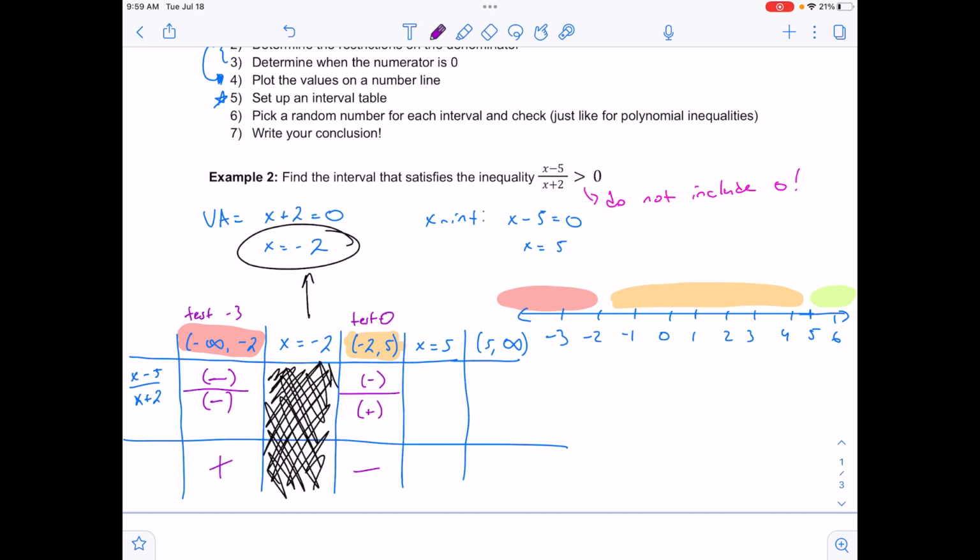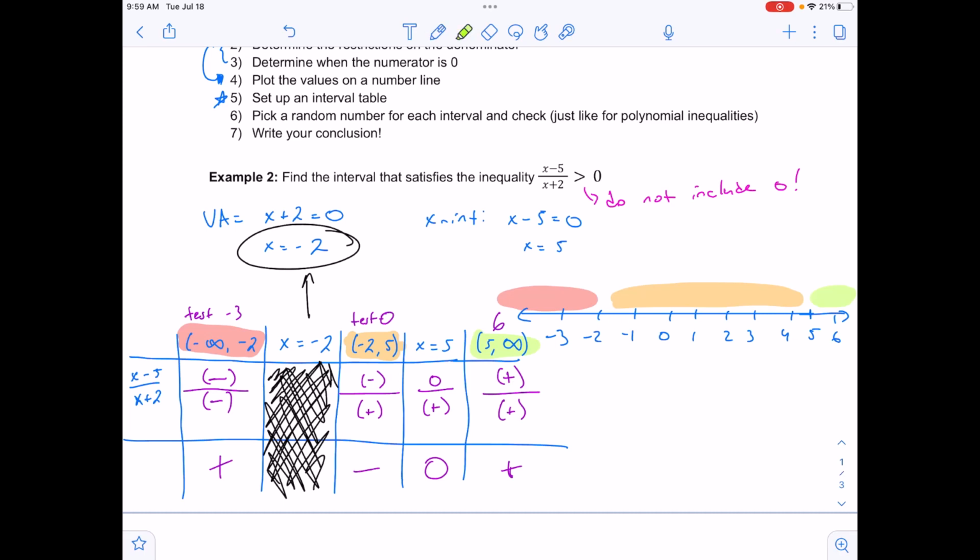At x is equal to 5, my numerator becomes 0 because I've got 5 minus 5 is 0. And my denominator is positive. Overall, this is 0. And then last but not least, I'm going to test the number 6 in my third interval there. 6 minus 5 will be a positive number. 6 plus 2 will also be a positive number. And so overall, my function is positive here.